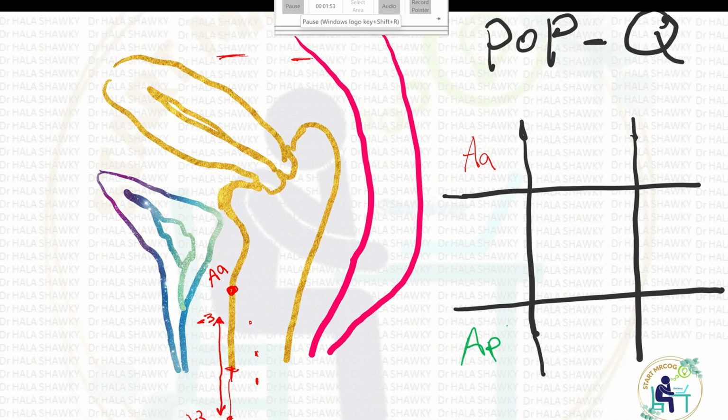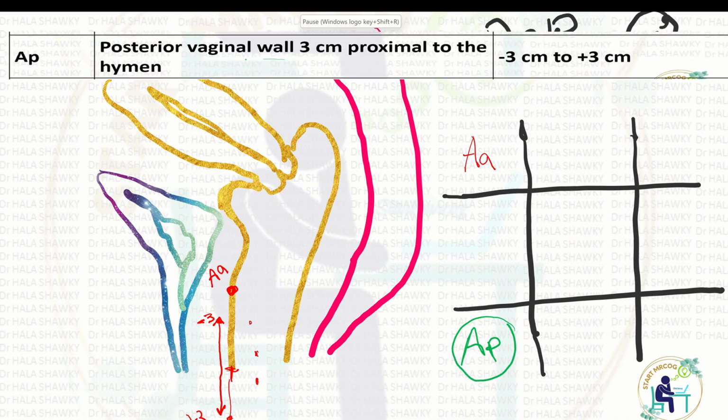The same applies to the Ap point, which lies on the posterior vaginal wall 3 cm proximal to the hymen. Here is the hymen, and here 3 cm proximal to the hymen is Ap, and the range of movement is minus 3 cm to plus 3 cm. If the prolapse happens, this point can come here, here, could be here outside the hymen, up to 3 cm outside the hymen. So the range of movement could be -3 to +3.